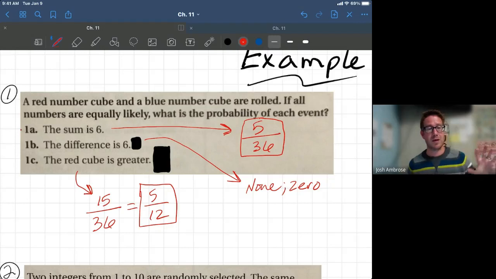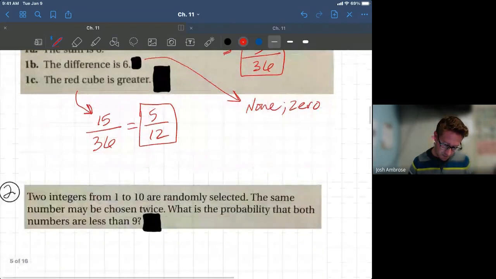Okay, so there's 1A through 1C all worked out. Simple number cubes. These are considered to be the intro ones. So you got to understand these. You got to get good at these. Let's move down into number 2.